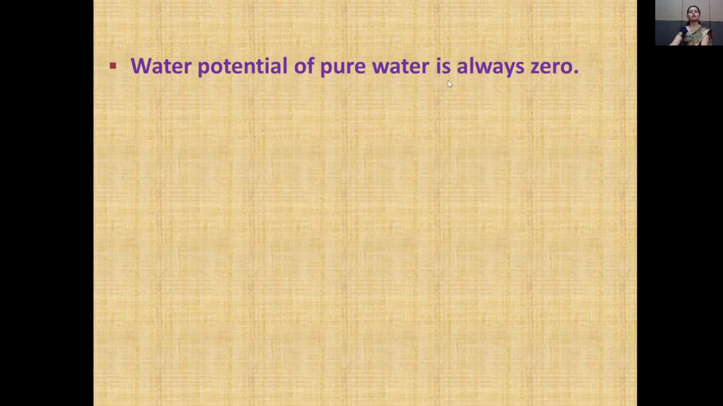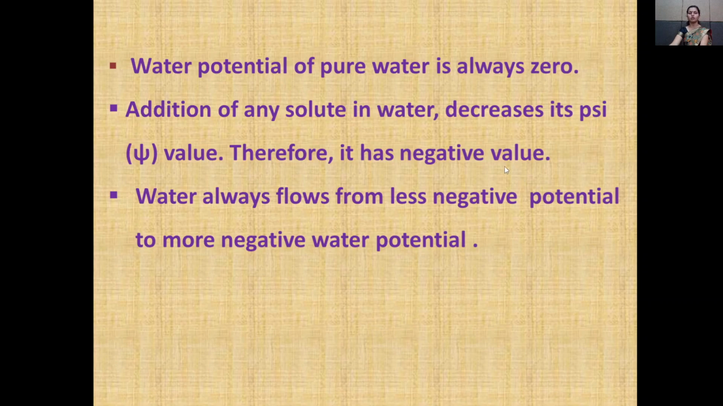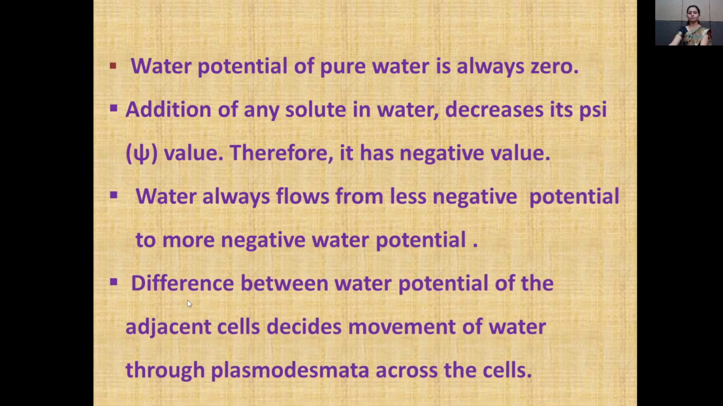Water potential of pure water is always 0. In MCQs, this question will be asked. The addition of any solute to water decreases its psi value, therefore it has a negative value. Water always flows from less negative to more negative water potential. The difference between water potentials of adjacent cells decides the movement of water through plasmodesmata across the cells. Go to the next slide.